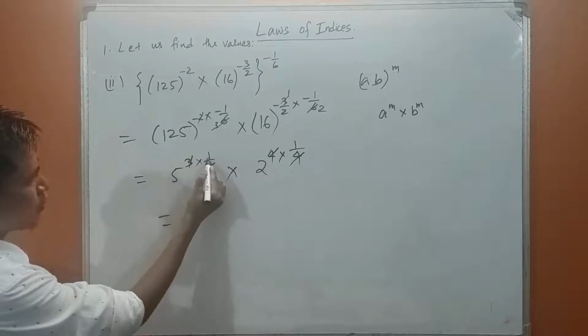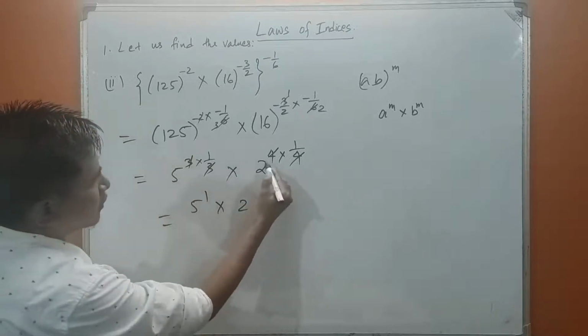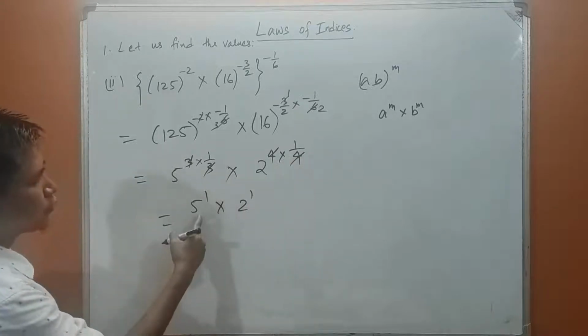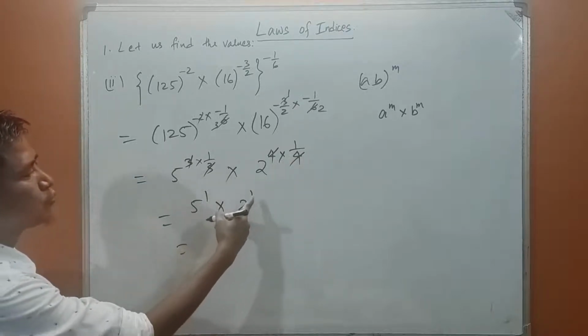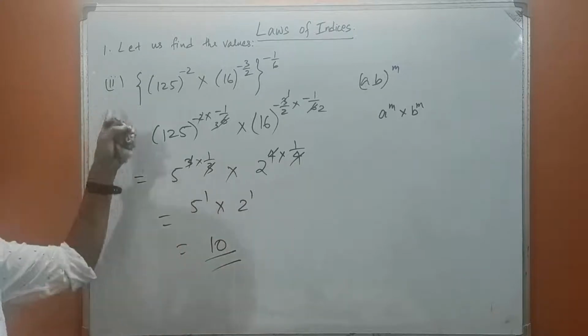So 5 to the power 1 into 2 to the power 1, isn't it? So 5 to the power 1 means 5. And 2 to the power 1 means 2. 5 into 2 is 10, isn't it? This is the answer for question number 2, okay?